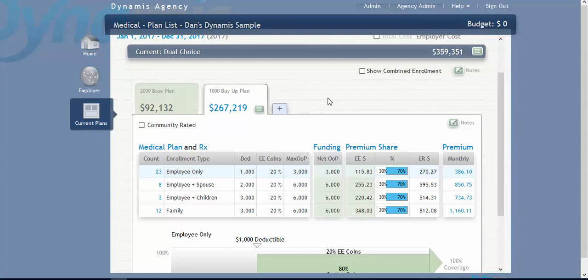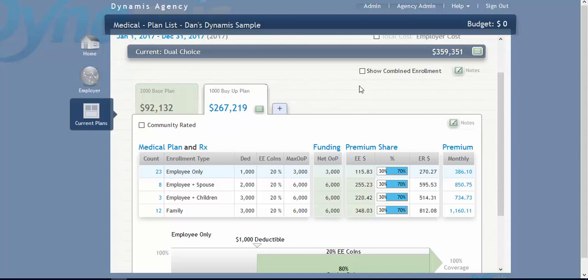Then we may go out to market and send the same census to 5 different carriers. All of them come back with different enrollment counts, and we've got to reconcile those enrollment counts. Make sure we're using apples to apples comparisons in terms of our counts. And that makes sense. We definitely want to be able to look at plan designs from that perspective.